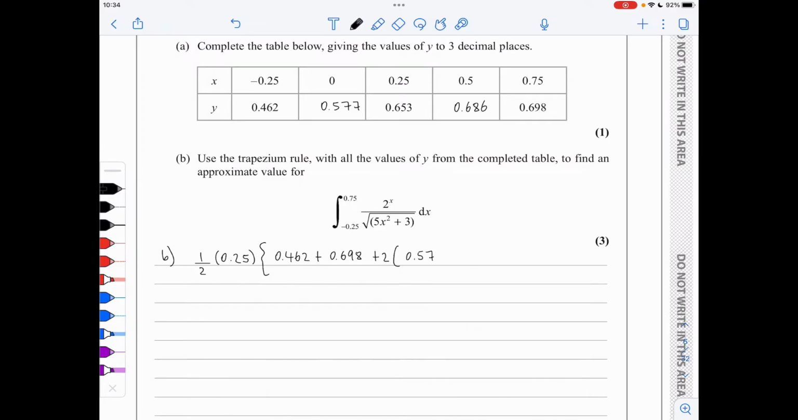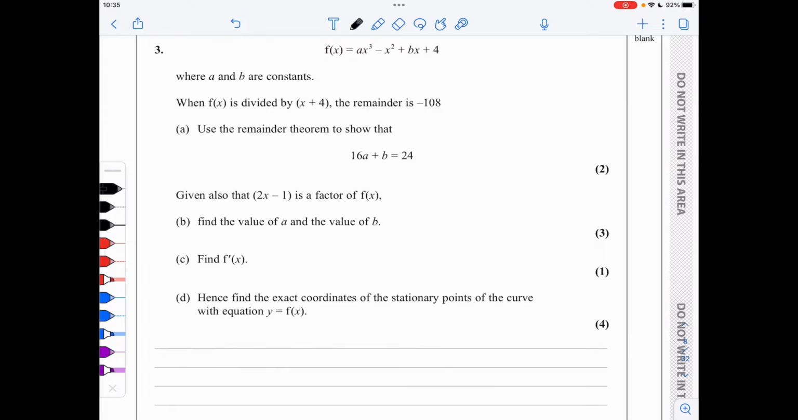So 2 times (0.577 plus 0.653 plus 0.686), and this is giving an answer of 0.624.